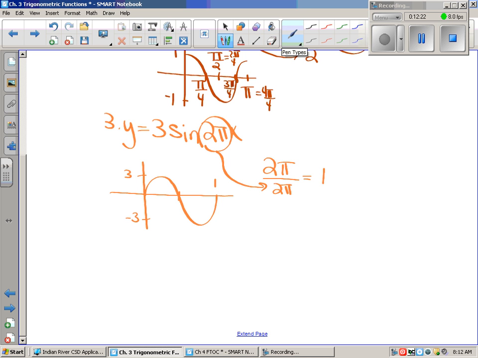So that means that this mark, remember, it divides into halves, right? And then in half again. So half of 1 is 1/2. Half again is 1/4. And now we use that pattern. 1/4, 2 quarters, 3 quarters, 4 quarters would bring us back to 1. And that is the graph of y equals 3 sine 2 pi x.